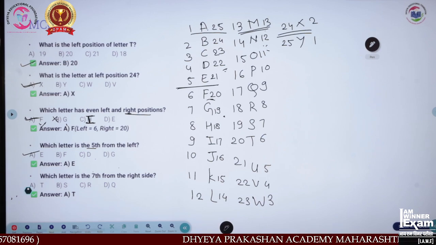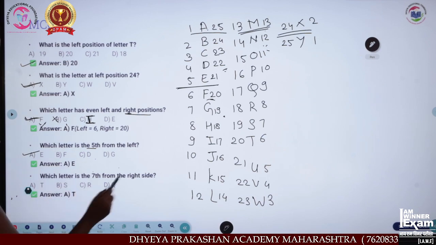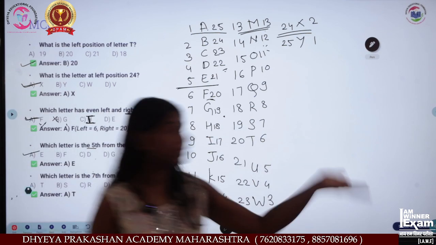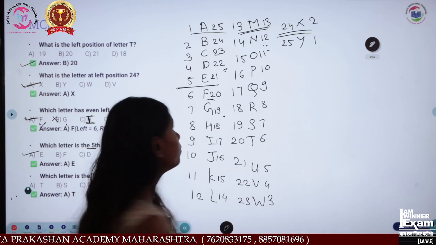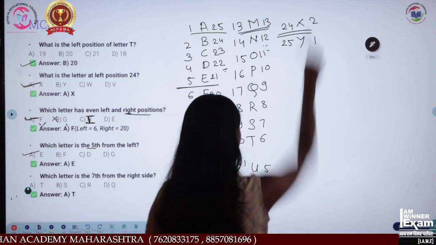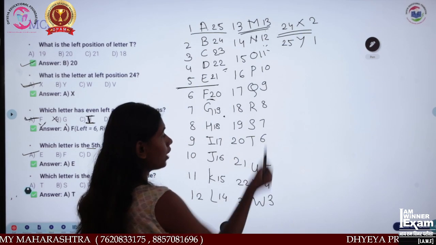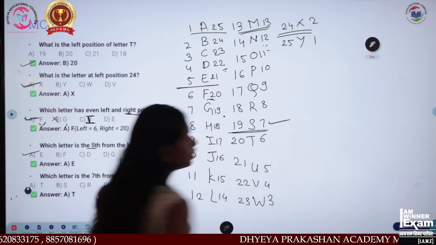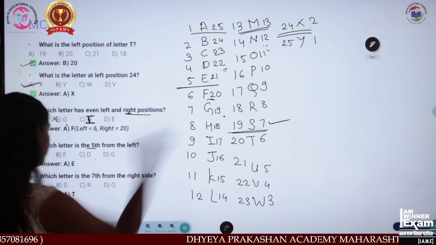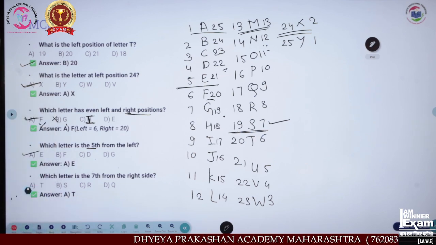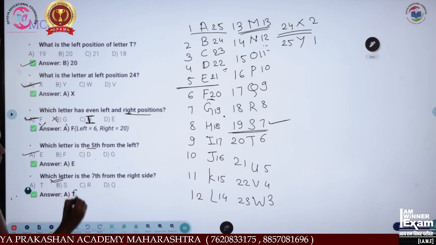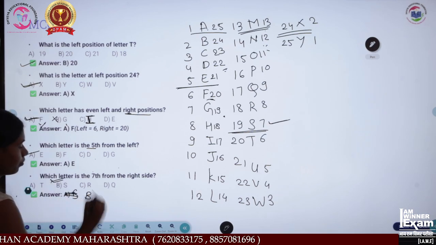Then which letter is the seventh from the right side? Now we have to count from the right side: 1, 2, 3, 4, 5, 6, 7. Now this is the seventh letter from the right side, which is S. So the correct option will be B, S.